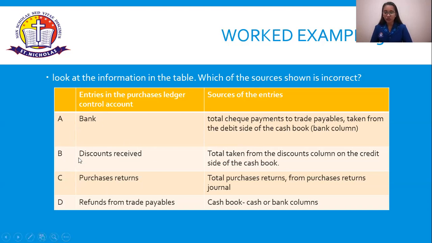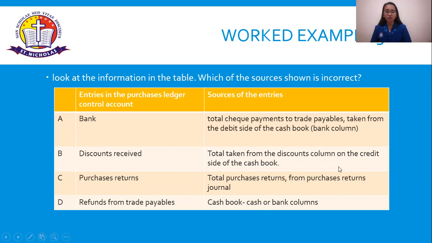Okay, let's discuss B, discount receipt. We receive discount. This is the source of entry: total taken from the discount column on the credit side of the cash book. Remember, discount received is on the credit side, and on the debit side it's discount allowed. C, purchase return. This is the total of purchase returns from the purchase returns journal. And D, refund from trade payable, is from the cash book, cash or bank column.